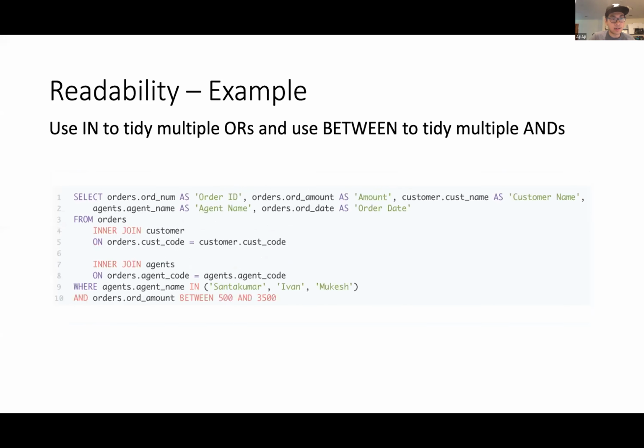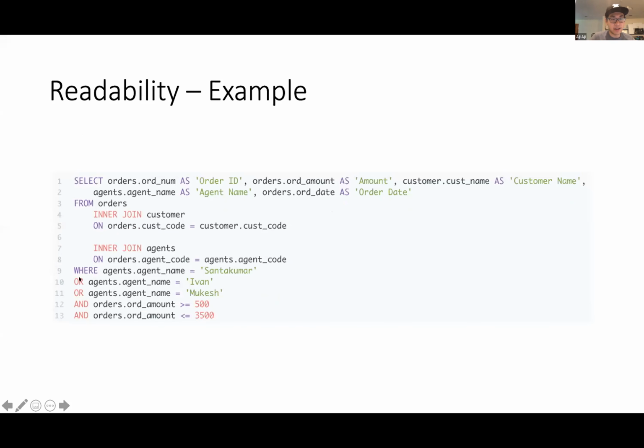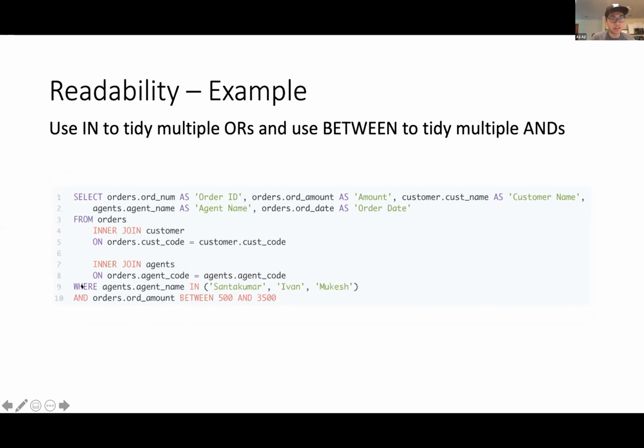So that's another tip to tidy your code: use IN and BETWEEN to tidy your operators. So instead of specifying the OR 3 times and the AND 2 times like this, you can write it like this, where agent name IN blah, blah, blah. So everything is going to be executed in one line. And for AND, you can use BETWEEN. So this will make the code cleaner compared to this.